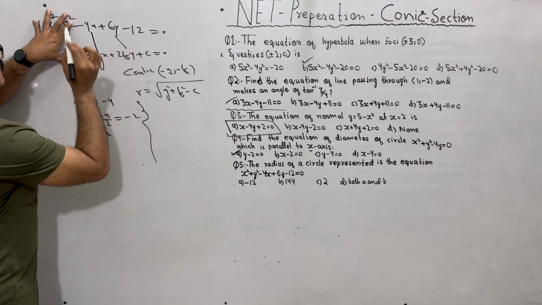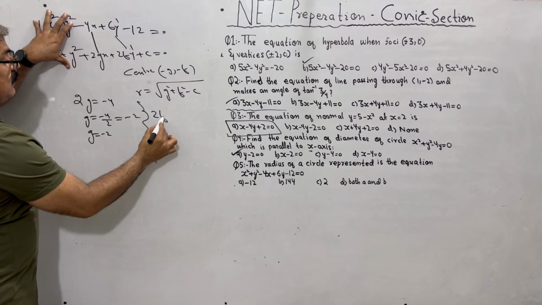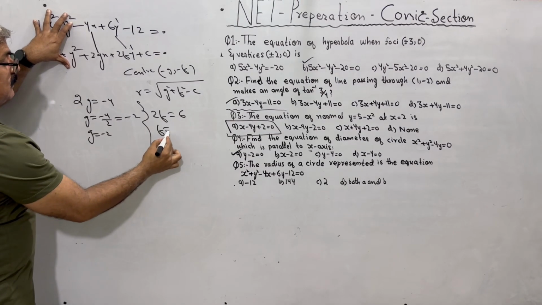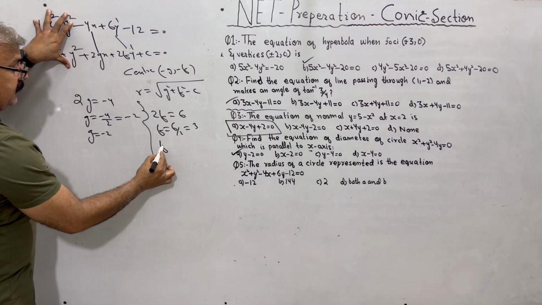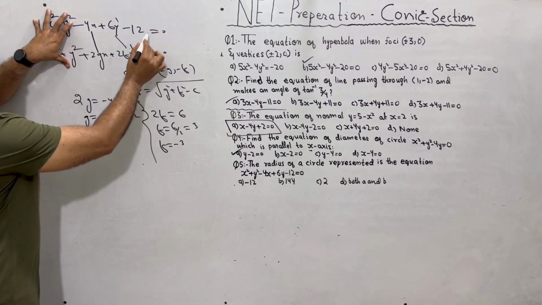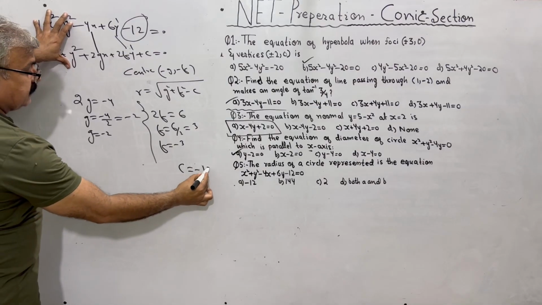Similarly, compare the coefficients of y. Y means y power 1. 2f is equal to 6, f is equal to 6 over 2, f is equal to 3. Then the constant is known as c, and our c is equal to minus 12.